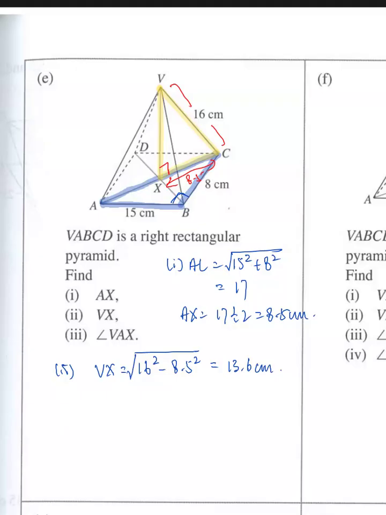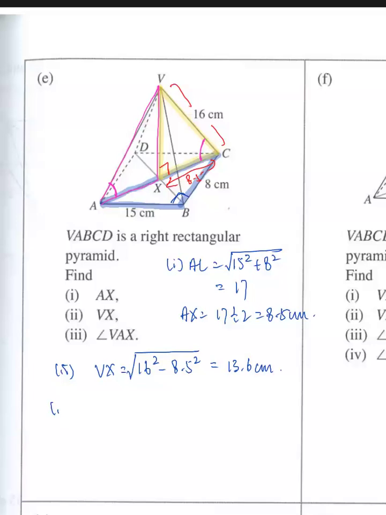Also try to make sense of your answer. Your height of the pyramid shouldn't be longer than the slant height. Okay, finally angle VAX. Observe the angle VAX. Let me get the color. This angle is actually the same as this angle here, because these two triangles are congruent. The pink and the yellow triangle are congruent.